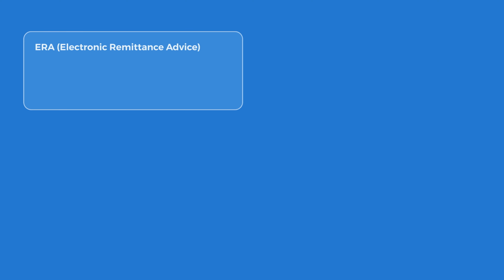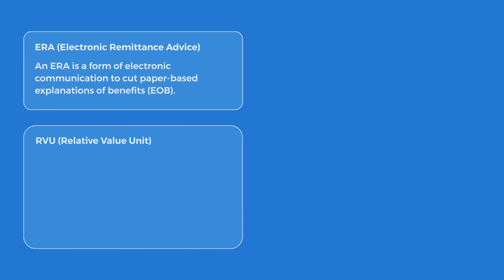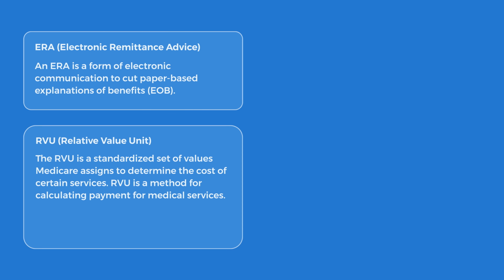ERA, electronic remittance advice. An ERA is a form of electronic communication to cut paper-based explanations of benefits, EOB. RVU, relative value unit. The RVU is a standardized set of values Medicare assigns to determine the cost of certain services. RVU is a method for calculating payment for medical services.